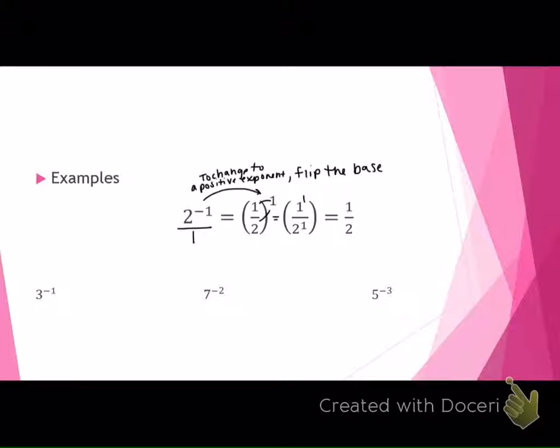Okay, so Avery, what would my answer be for 3 to the negative 1 then? Yeah, because you have 1/3 to the first power when you flip it, which is just 1/3. When you flip it, it changes the exponent from negative to positive. You're not allowed to have negative exponents in your answer.